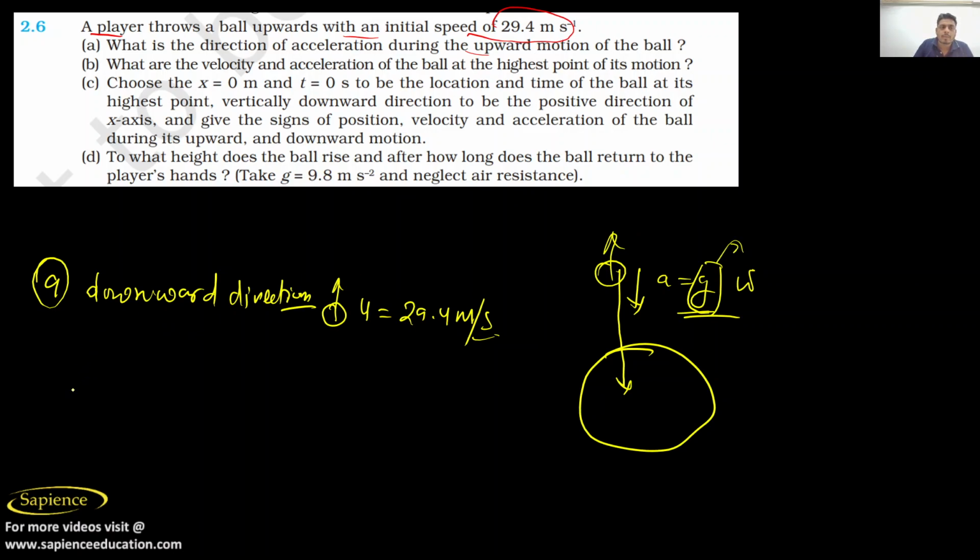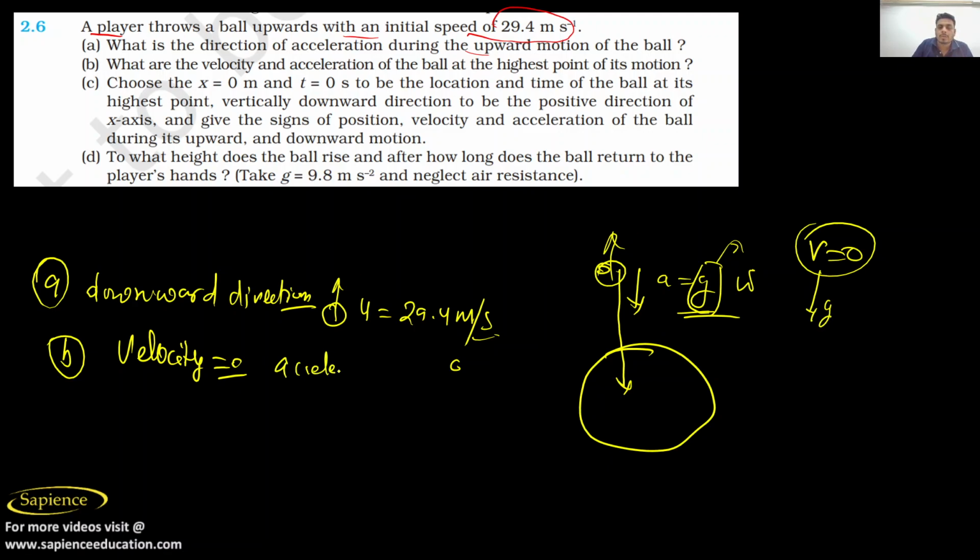Okay. Now second is, what are the velocity and acceleration of the ball at the highest point? As soon as it reaches the highest point, it stops, so velocity will be 0, so no direction at all. But at the same time, the acceleration of the ball will always be toward downward only, so acceleration will be downward here.